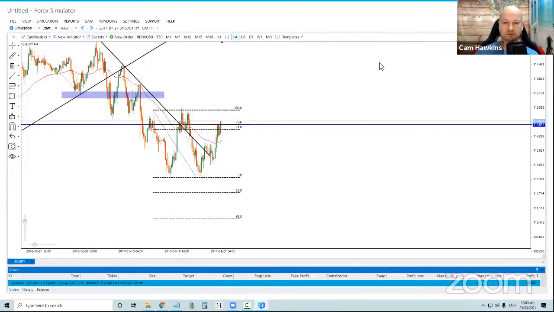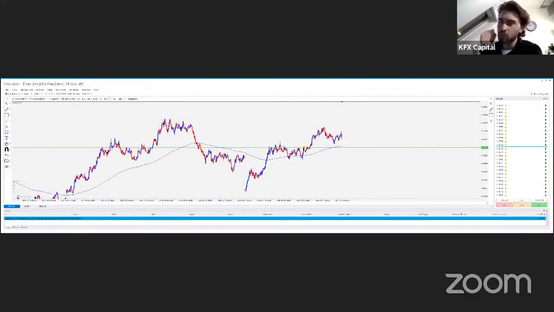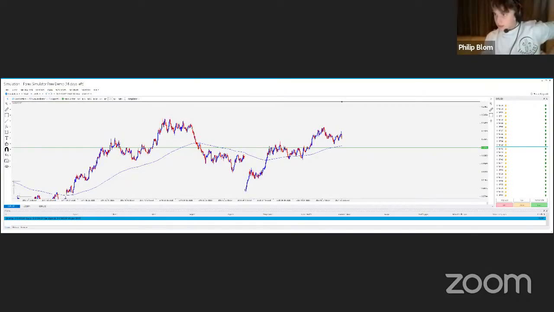So I'm going to stop sharing. Philip, do you want to share your screen? Yeah, sure. Okay, so Kane, assuming that Philip's got data for this, you're going to get a chance to pick the pair that he's going to trade. What kind of pairs do you trade, mate? Oh dear. All the major ones like GBP, same as you basically.